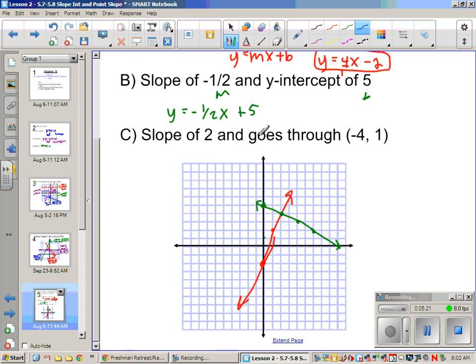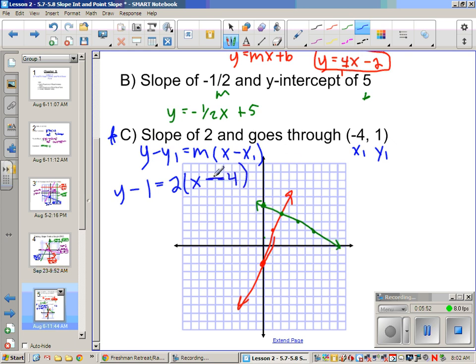The last one, slope of 2 and goes to the point (-4, 1). Here's a good one to talk about. Remember I went back to point slope and said this is a good form to use when I don't know the y-intercept. So I'm going to label this point as x1, y1. When I go to write the equation, I'm going to write y minus my y1 value of 1 equals my slope of 2 times x minus my x1 value of -4. Notice two negatives make a positive, so there's my final equation for this one, and it's in point slope form.